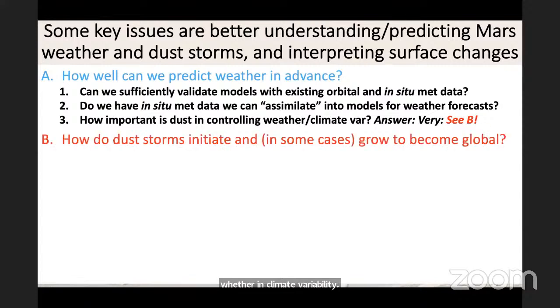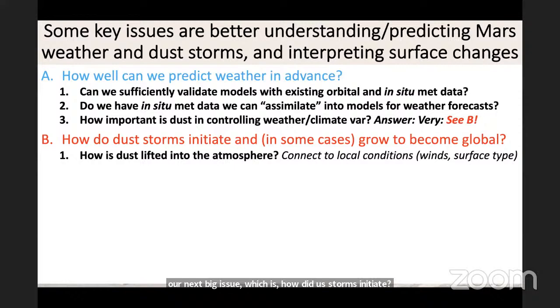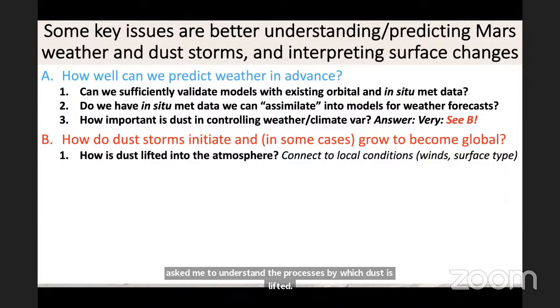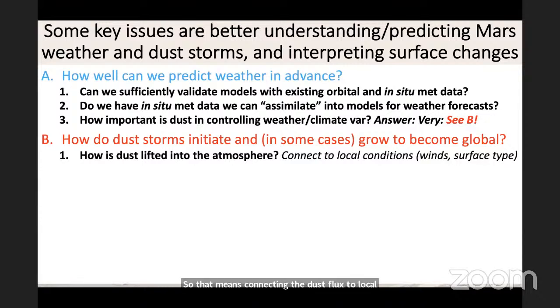And so that brings us to our next big issue, which is, how do dust storms initiate and in some cases grow to become global? You really need to know three things to understand this. First of all, you need to understand the processes by which dust is lifted. That means connecting the dust flux to local conditions. So obviously, to understand that, you need to measure both sides, the local conditions and the dust flux.